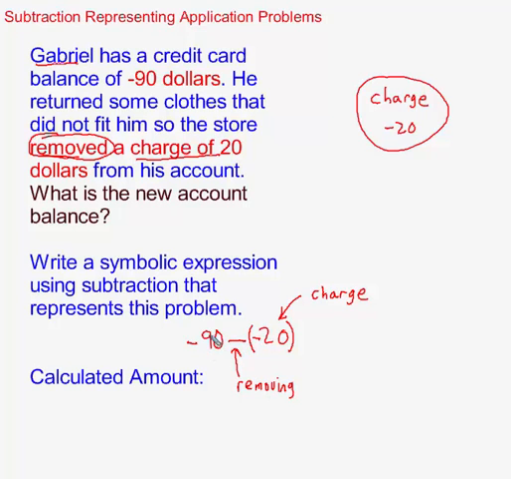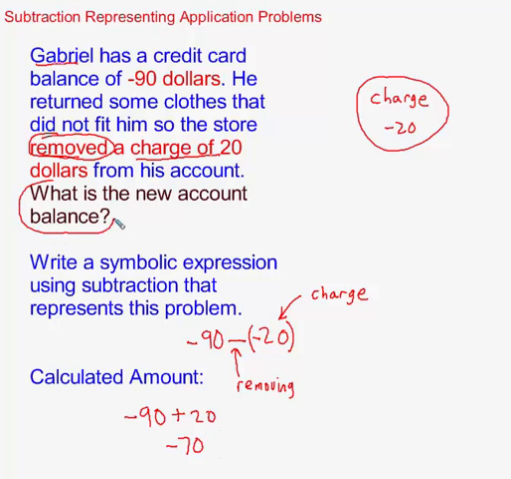Part of that negative $90 was already that they had charged him for some clothes, but they're going to remove that charge of negative $20 so that when you do the calculated amount, you can think of it as we have negative 90. Subtracting a negative can be thought of as we're changing the subtraction to addition, and then if you do that, you have to change the sign on the negative 20 to positive 20, and when you calculate negative 90 plus 20, you get negative 70, which represents that he has negative $70 as a new account balance.